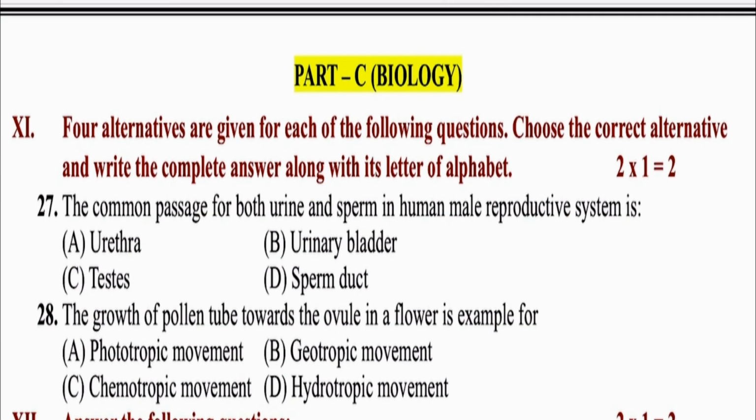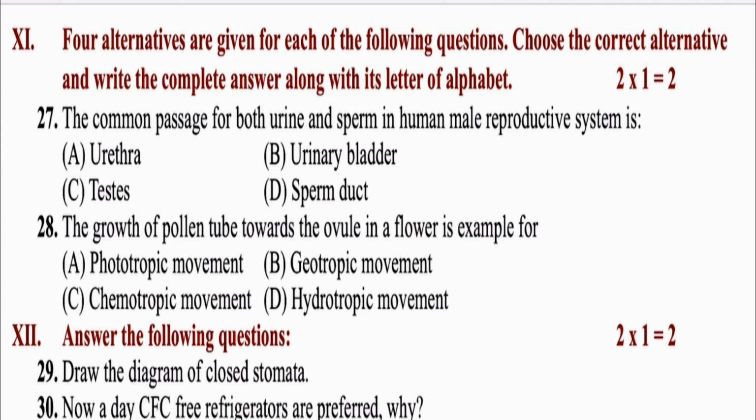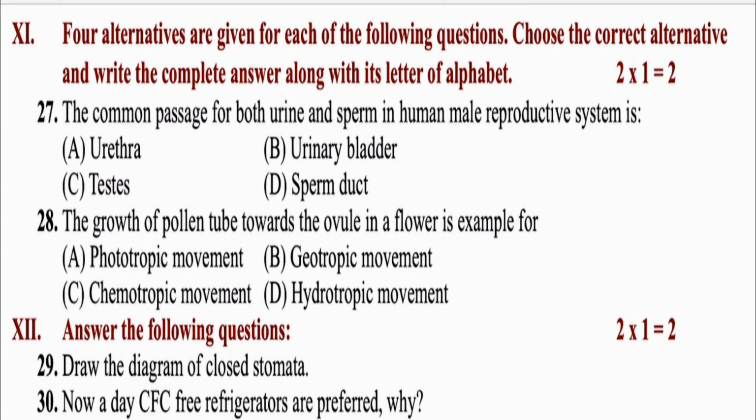Next, part C. Biology. 11th main multiple choice questions. Question number 27. The common passage for both urine and sperm in the human male reproductive system is option A. Urethra, option B. Urinary bladder, option C. Testis, and option D. Sperm duct. Correct answer is option A.